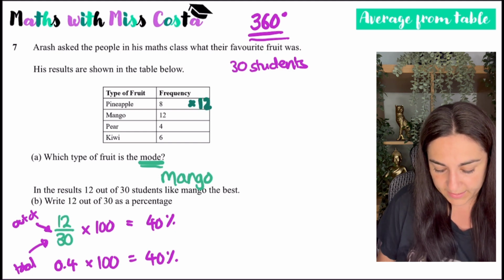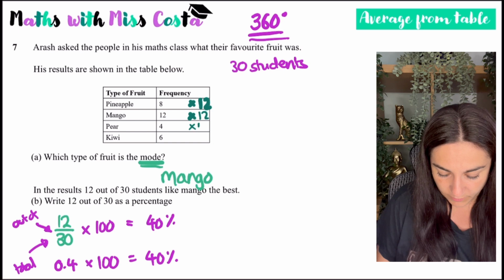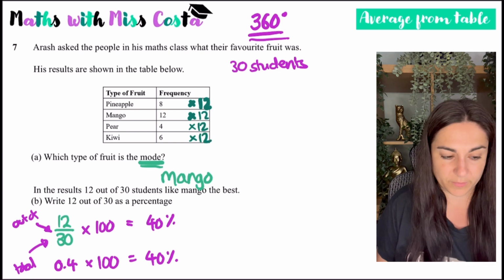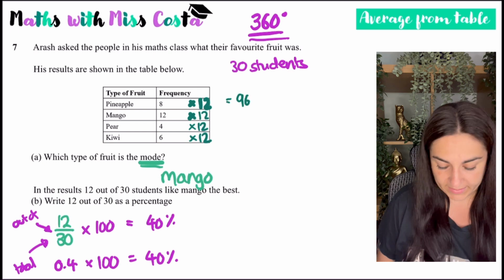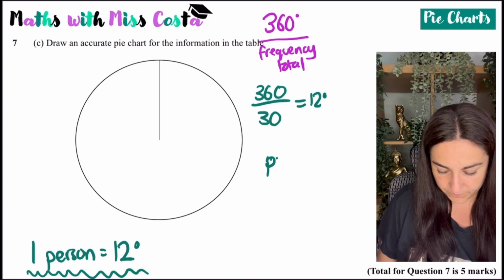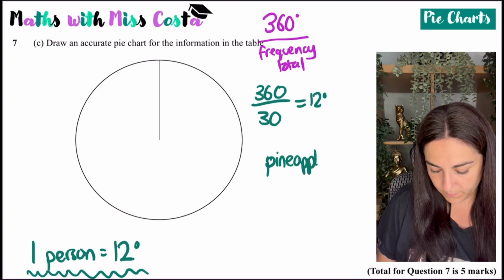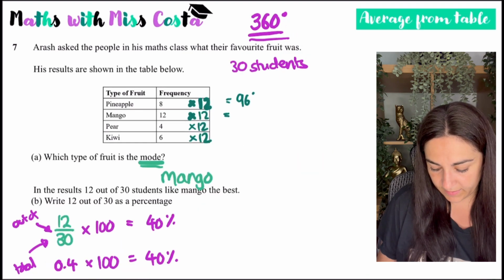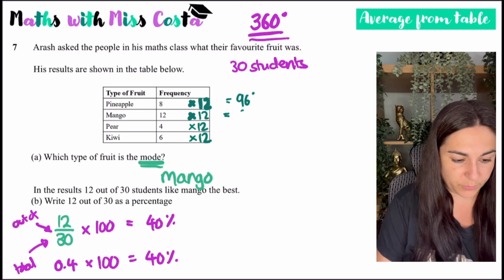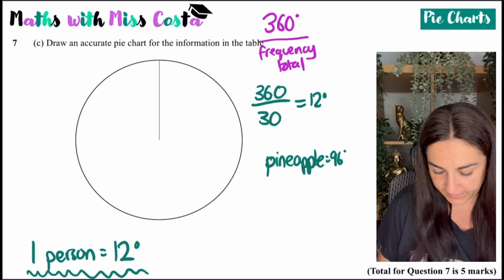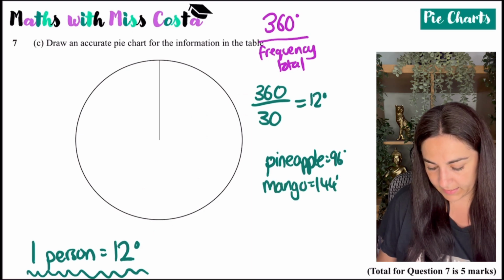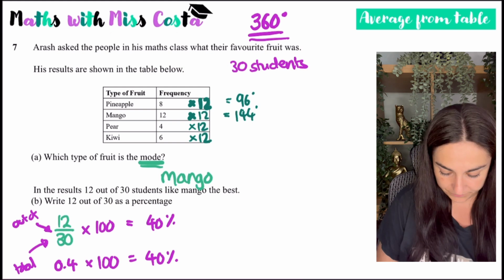So now that I know that one person is equal to 12 degrees, if there are 8 people, what I'm going to have to do is 8 times 12. For 12 people, I do 12 times 12. For 4 people, I do 4 times 12, and so on. So 8 times 12 is 96 degrees. So pineapple is going to be 96 degrees. Then I've got mango, so 12 times 12 is 144 degrees. So mango is 144 degrees.